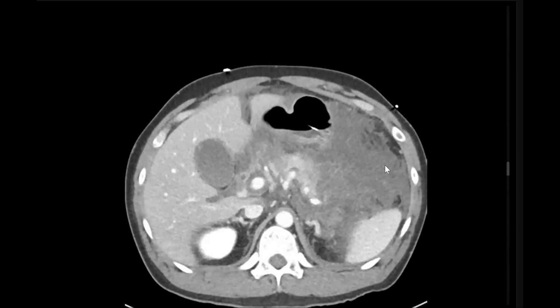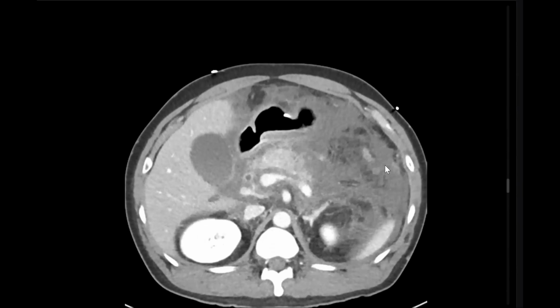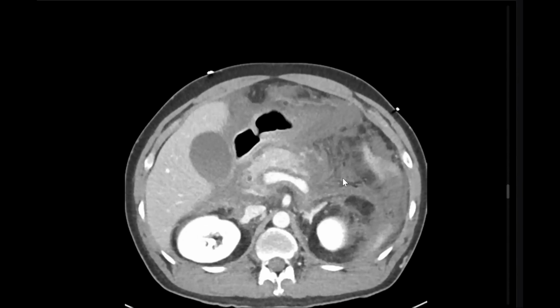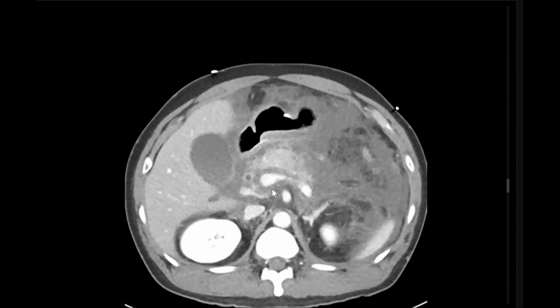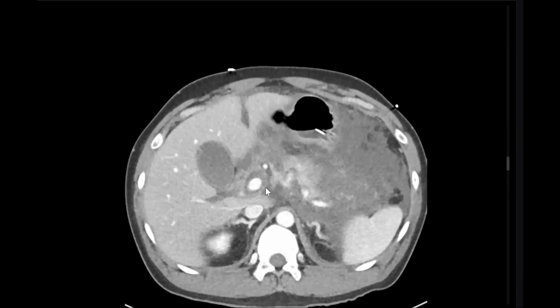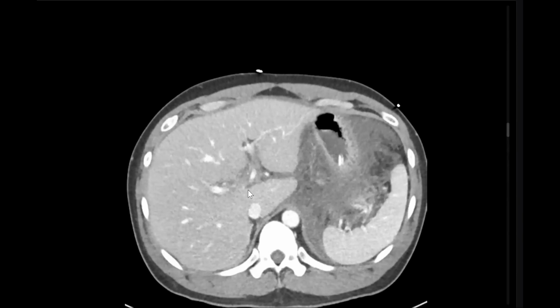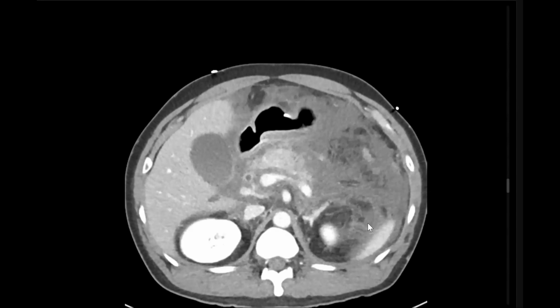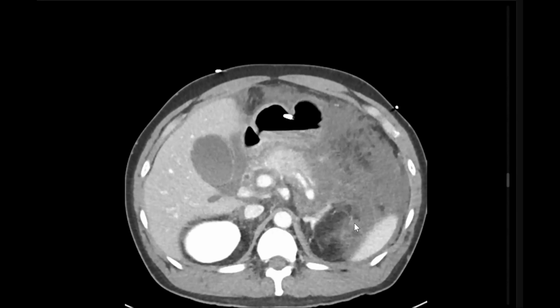Also, in my routine practice, I would like to rule out any complications. I would look for any thrombosis of the portal vein. I'm just tracing the entire course of the portal vein. I will stop you here, please. Yes, sir. Before going to the complications, we have to determine the type of pancreatitis.